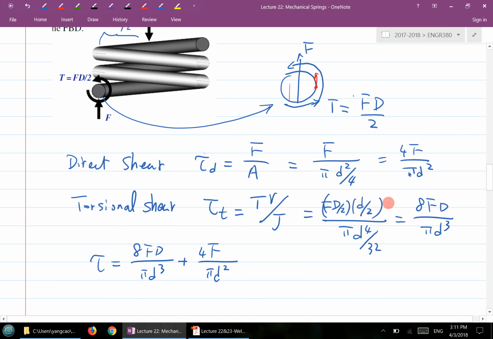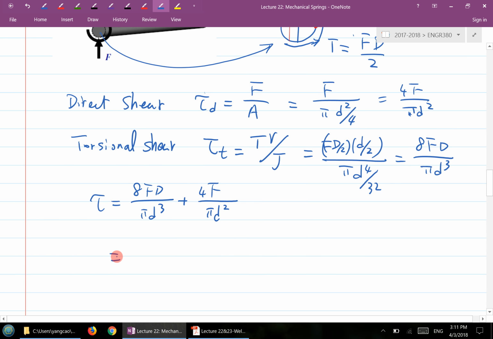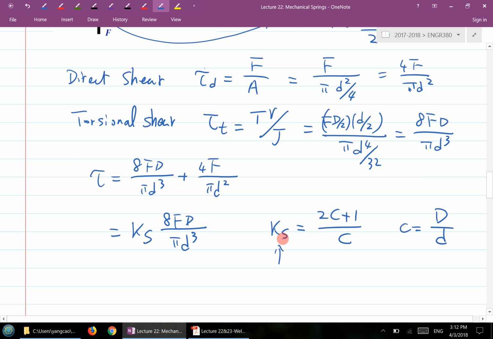Okay, so that gives us this one here. And then these two equations can be simplified to be the following expression here. The key factor here is basically (2C + 1) over C, and C is the ratio between capital D and small d. And Ks has a name for it. This is also called the shear stress correction factor.